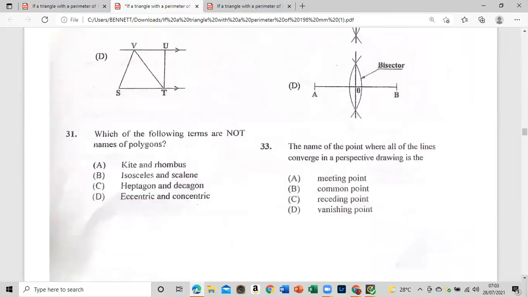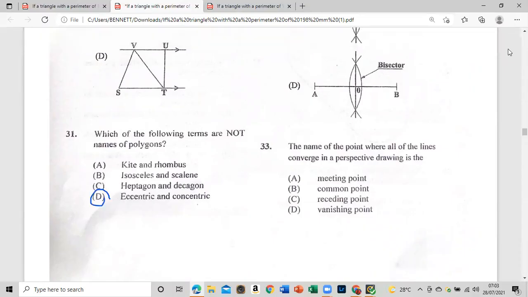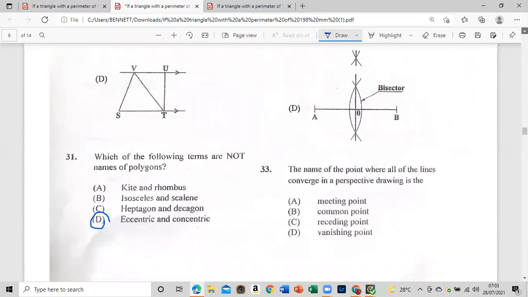31, which of the following terms are not names of polygon: rhombus, isosceles, and scalene? Heptagon, decagon, eccentric, and concentric. And that would be D. All right, let's move on to 32.